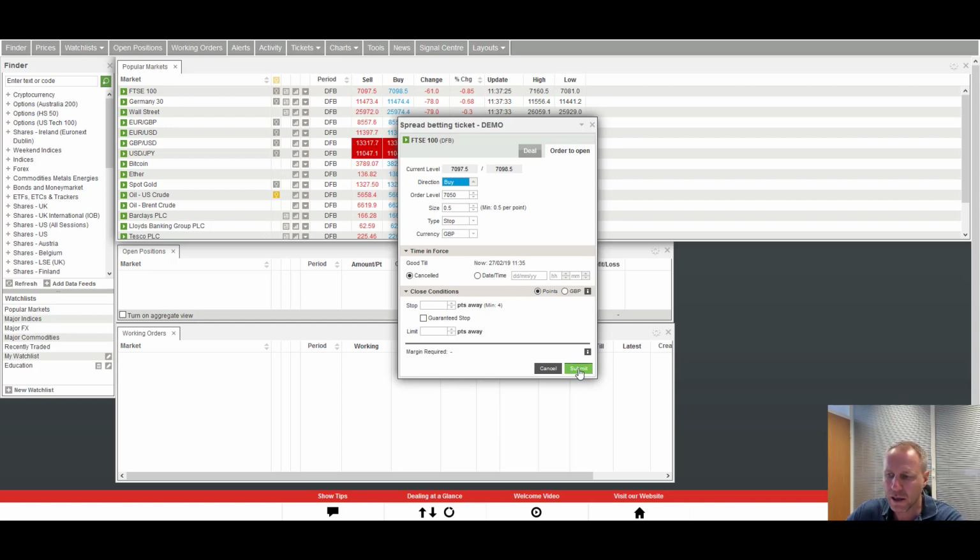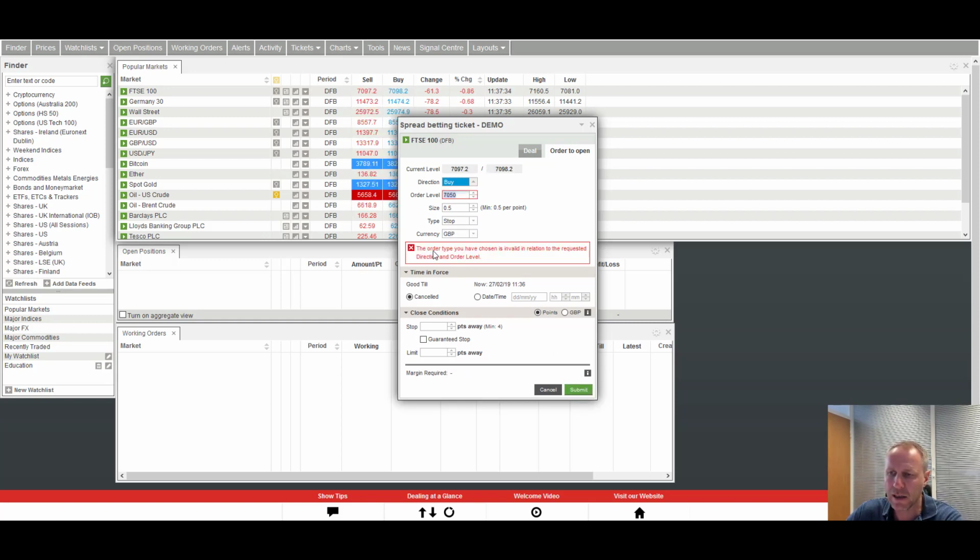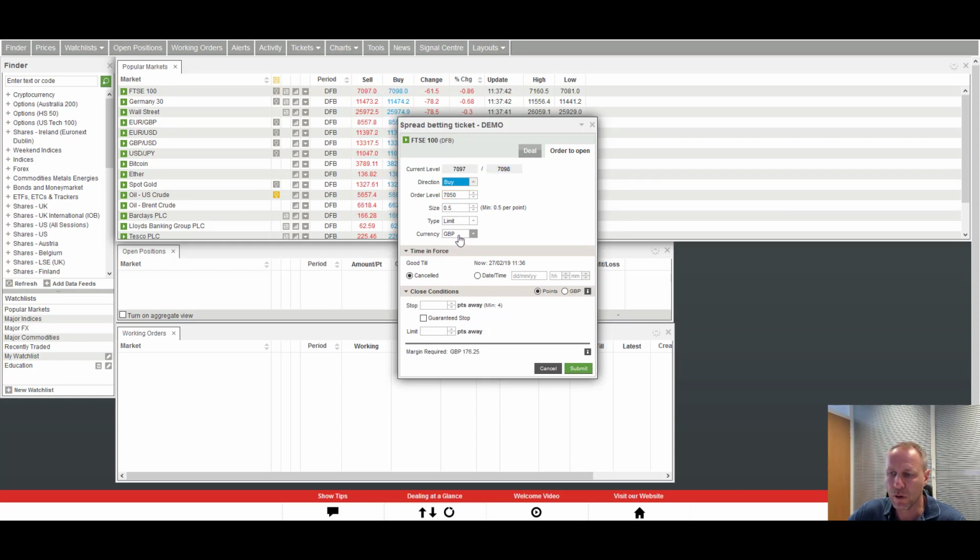Okay, if I actually go like this and click the submit button, it will say that the order type is incorrect, because it's below the current price that I want to buy at. I'm limiting where I want to buy, and that will be accepted right now. So if the market comes down to trade around the 70.50 area, goes beyond 70.50 on the offer, then I will be long that market, guys.